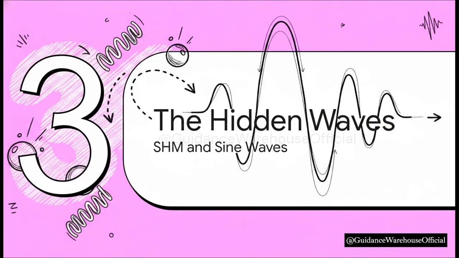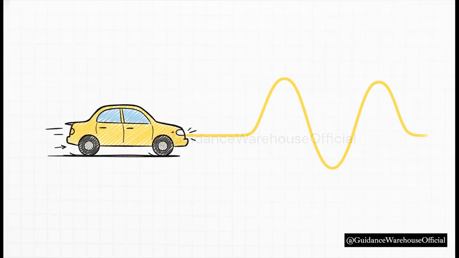Moving right along to section 3, the hidden waves. Now that we've got a handle on the basic math, let's make this even easier to grasp visually by connecting this bouncy math to the hidden waves it creates. Imagine setting up a camera in the dark and taking a long exposure, time-lapse photograph of our bouncing car as it drives past you from left to right at a steady speed.